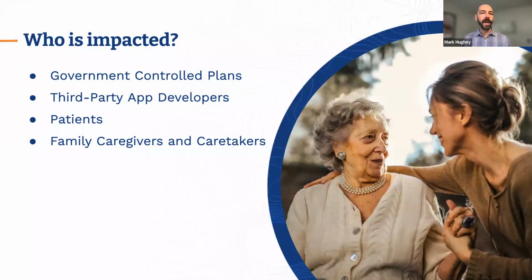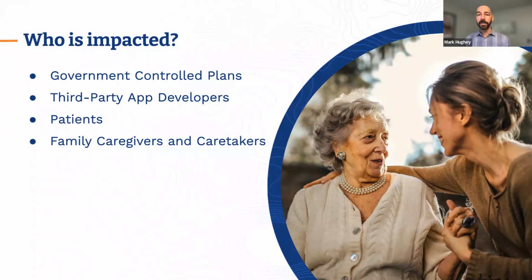So who is impacted by this legislation? From the payer perspective, basically all government-controlled plans are included: Medicare Advantage, Medicaid, Children's Health Insurance Program, and any qualified health plans on federally facilitated exchanges. Employer plans are not included under the scope of the rule, but some employer-offered health plans like Humana have volunteered to make data available under the provisions of the rule, even though they're not required to.